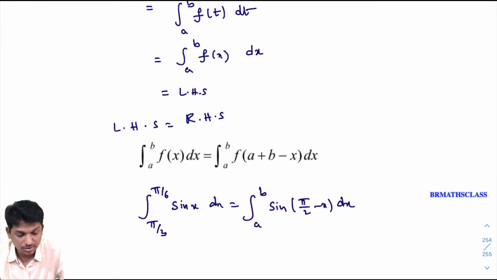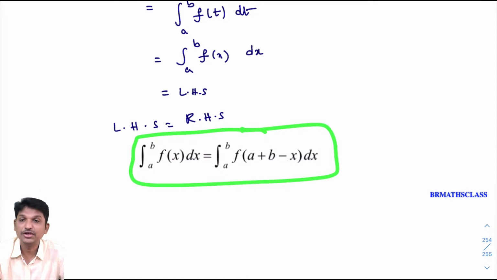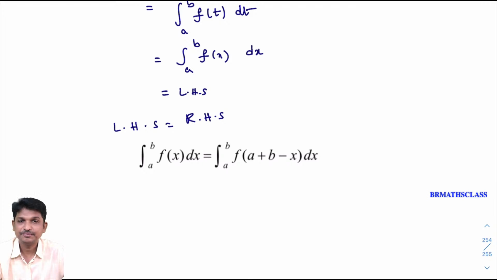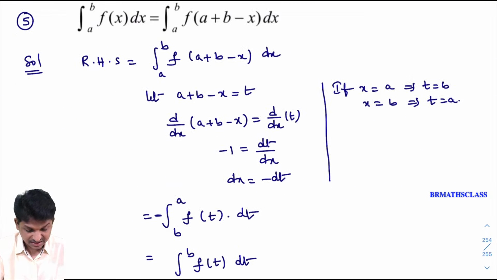While doing exercise problems, you will come to know all those things clearly. But for the time being, what you need to know is that this is one of the important results. Integral of a to b f of x dx is integral of a to b f of a plus b minus x dx. I hope you are all understanding, right? Good. So total 5 properties we completed.